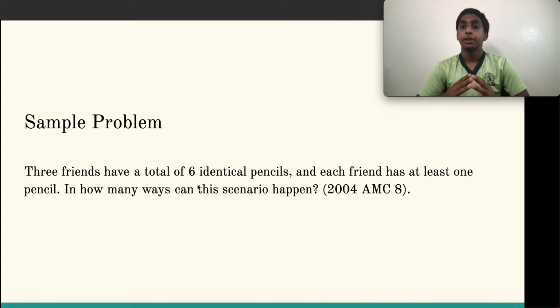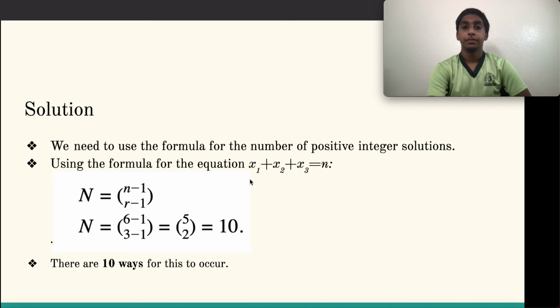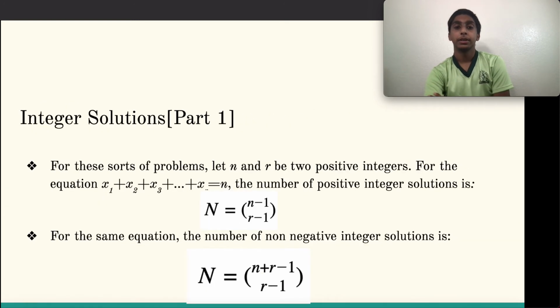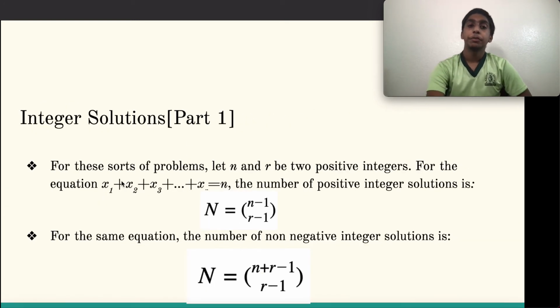Alright, I hope you guys tried it, so let's go into the solution for this one. We need to use our formula for the number of positive integer solutions. So if I go back a few slides, all the way back here, you can see my formula, x1 plus x2 plus x3 plus so on until I get to x subscript r is equal to n. So that's my formula that I'm given here, right? So now I simply need to adapt it based on the problem I'm given.